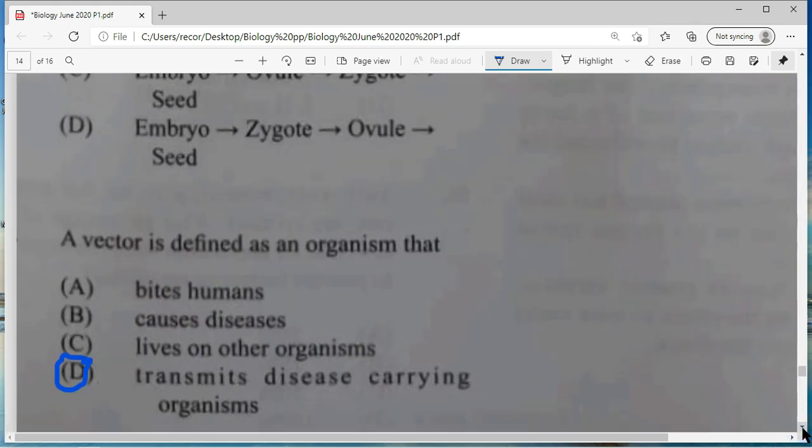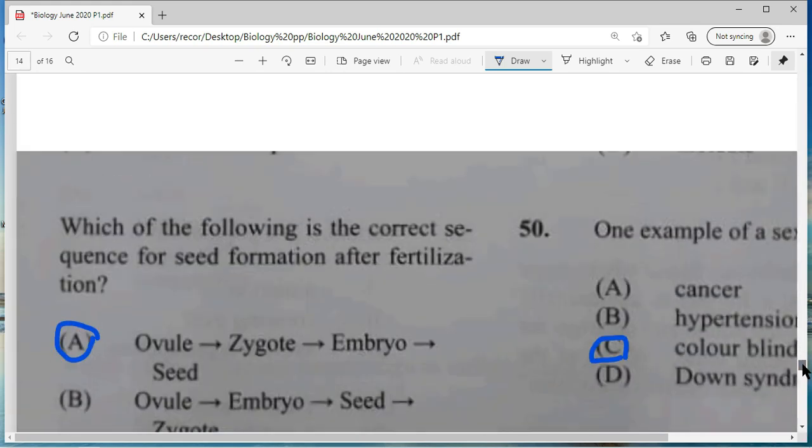Okay, so a vector is defined as an organism that bites, probably causes a disease, who knows. C, lives on another organism, that could be a parasite or some other relationship. And D, transmits disease-carrying organisms. These are nice answers here. We could look at the mosquito and we could look at ticks and that type of thing. They are examples, of course, of vectors. So D there being our answer.